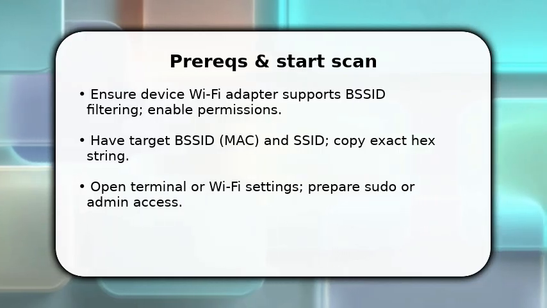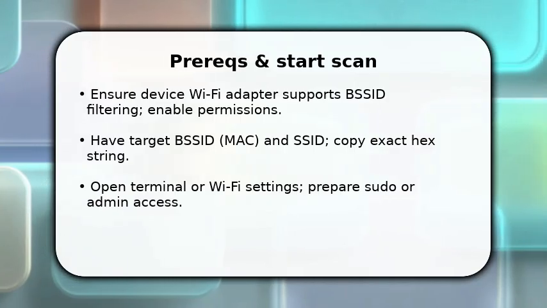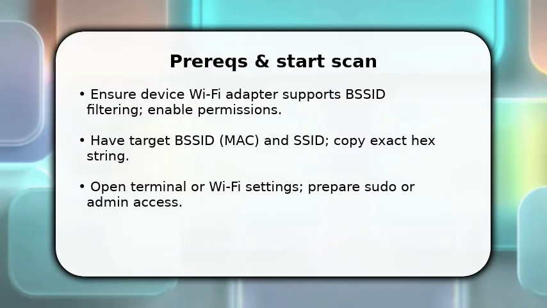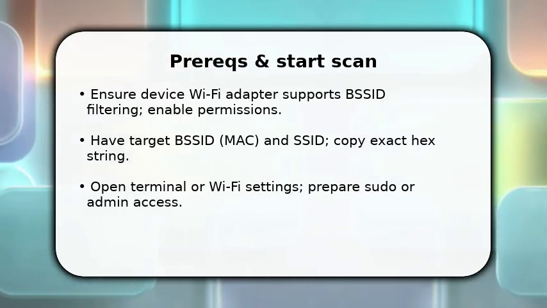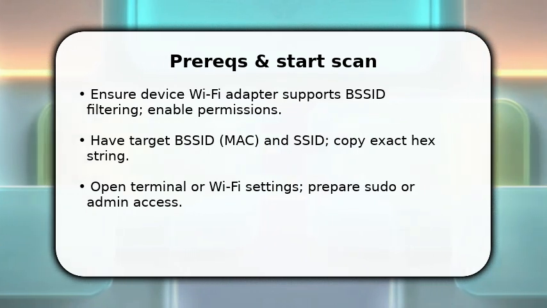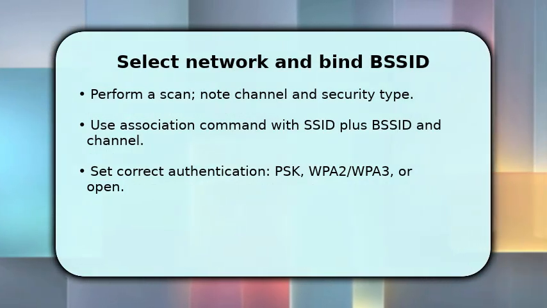Then open the network tool or terminal where you will issue the association command. On mobile, use advanced Wi-Fi options. Make sure the interface is up and not blocked by network managers, because an inactive interface will prevent scanning and connection. You perform a targeted scan to confirm the AP's channel and security.